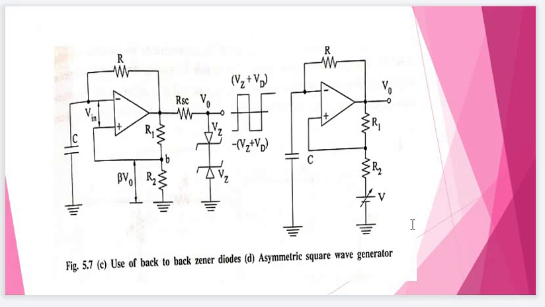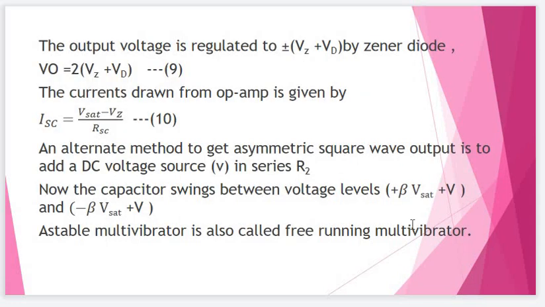The general circuit diagram of asymmetric square wave generator is shown in figure. Here the output of the circuit is connected with the back-to-back connected Zener diode. The output voltage is regulated to plus or minus (Vz plus Vd) by the Zener diode. The output voltage V0 is equal to 2 into (Vz plus Vd). The current drawn from operational amplifier is given by ISC equal to (V saturation minus Vz) divided by RSC.